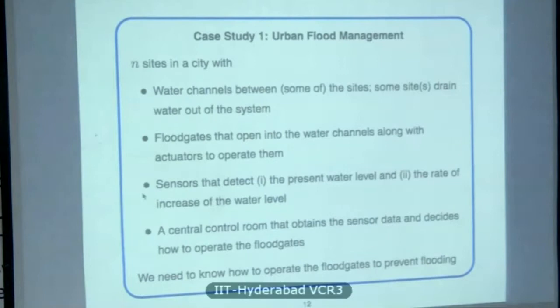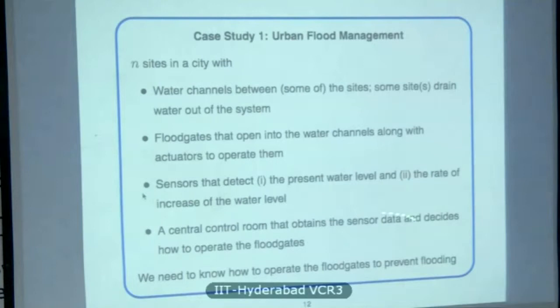Right? There are floodgates which open the water into the water channels, along with actuators to operate them. So you open the floodgate at one point, and the water drains to another site in the city. And then you are also equipped with sensors that detect the present water level and the rate of rise of the water level and so on. So these are the assumptions that we are making. And these are not unrealistic assumptions; we'll see that it's not unrealistic, in developed countries at least, to have all this infrastructure in place.